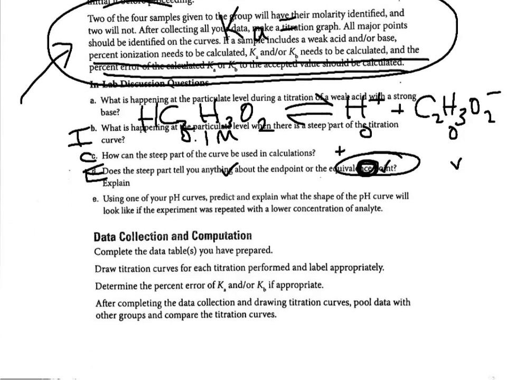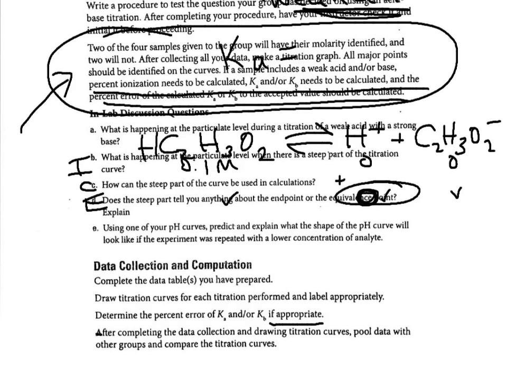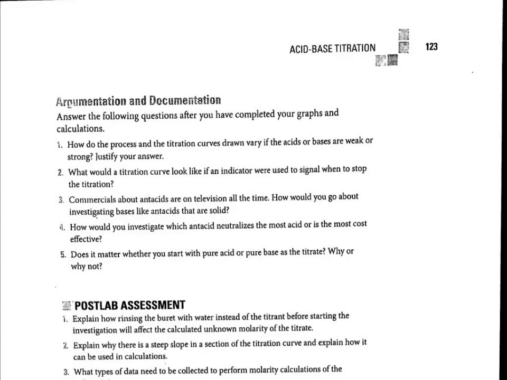So the only other thing that needs to go in your claims and evidence, let's see, data collection and computation. Complete the data tables you've prepared, draw titration curves, determine the percent error, Ka or Kb, if appropriate. Now again, if your procedure didn't require you to use a weak acid or a weak base, then you don't have to worry about that part. But I think most of you did use a weak acid or weak base at some point. Pool data with other groups and compare titration curves. You're not going to be able to do that, so don't worry about doing this little section right here. I guess you do have till Tuesday, but we're not going to take time for that on Monday.